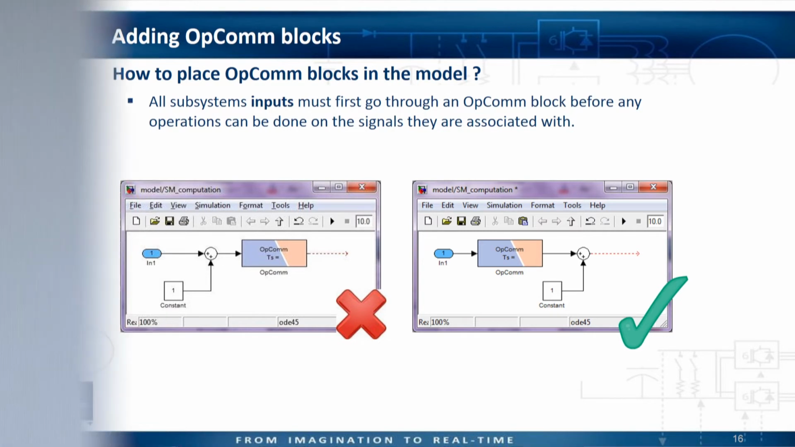Okay, similarly, if you place an opcom block inside a master or a slave, if any signal is coming as an input to the subsystem, that signal has to first pass via the opcom, then the operation has to be performed with the signal. So naming is important. I'm continuously saying this, because the communication between master and console is asynchronous, master and slave is synchronous, and slave and console is asynchronous. So please name the subsystem, then place the opcom block.